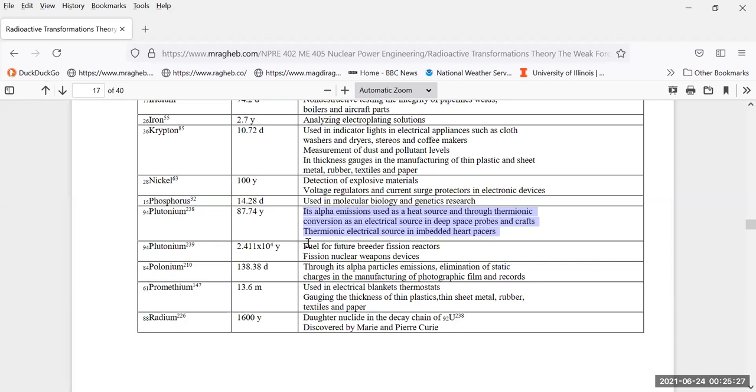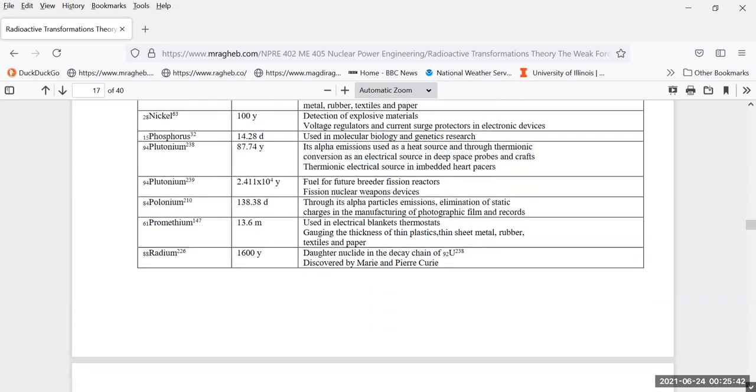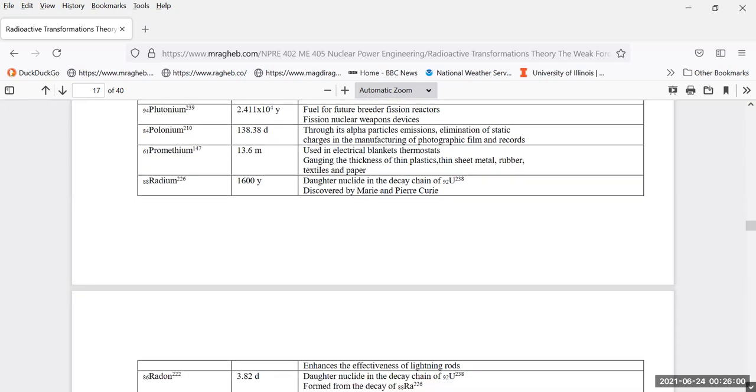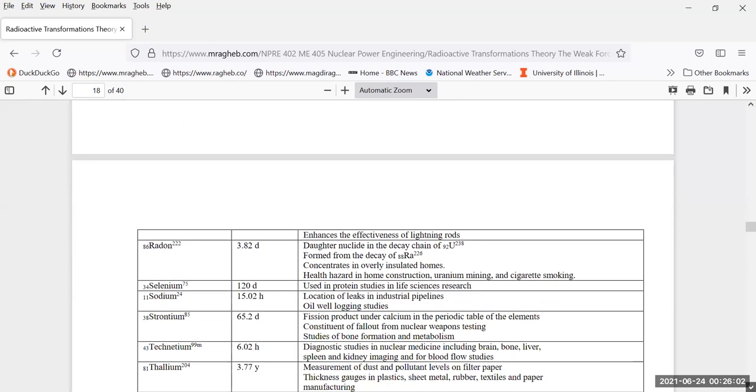We know, of course, plutonium-239, that could be fuel for breeder fission reactors in our future, or it can basically be used also in nuclear devices in general. Radium-226 was mentioned. It is a daughter nuclide from the decay of uranium-238. It was the one discovered by Marie and Pierre Curie. That's why the curie unit of activity is used to honor Marie and Pierre Curie. It's used also to enhance the effectiveness of lightning rods in general.